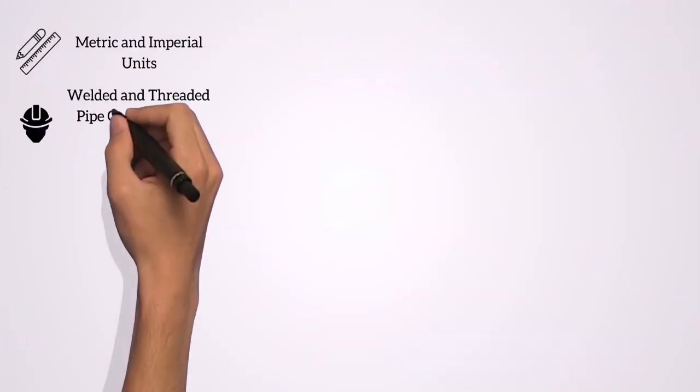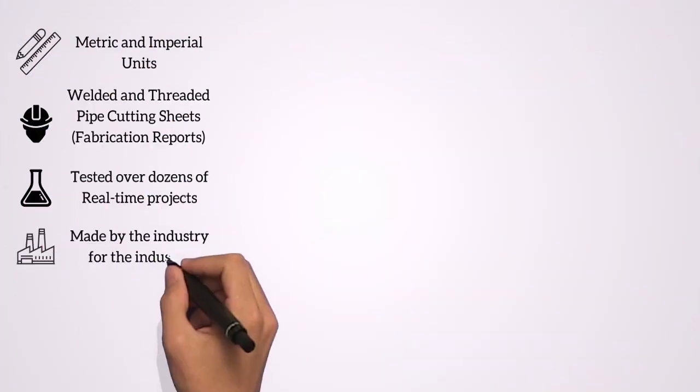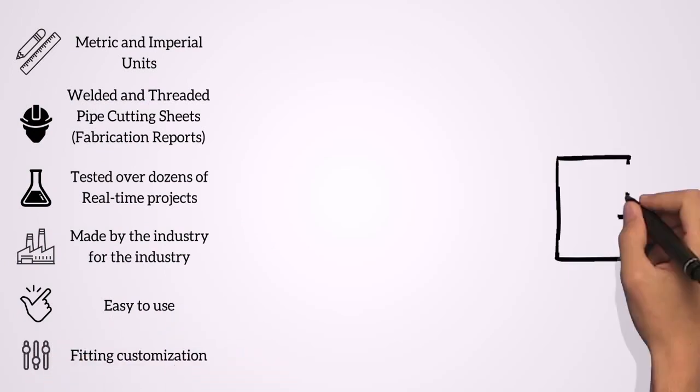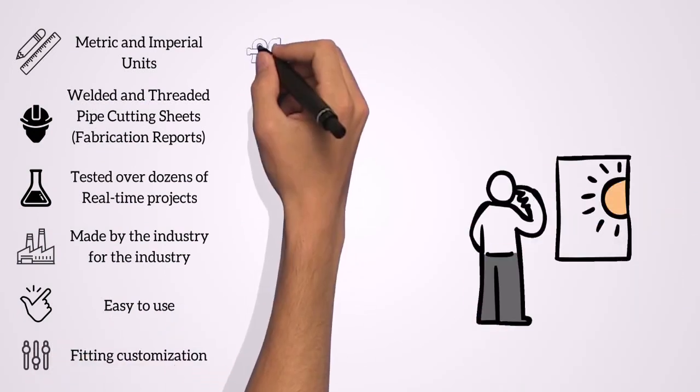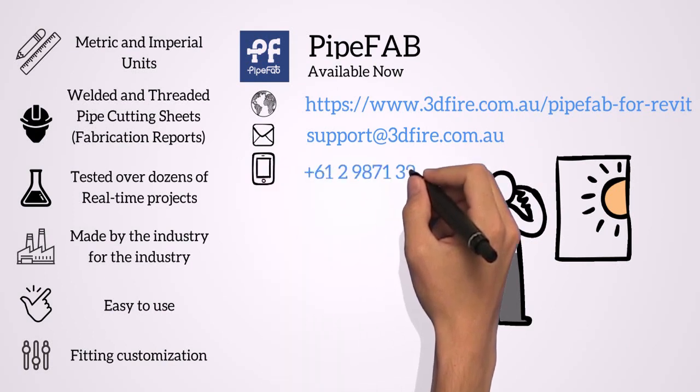PipeFab is a complete solution for fire protection inside of Revit. Use your 3D model to save time and efforts. No hidden costs, PipeFab works for all Revit versions.